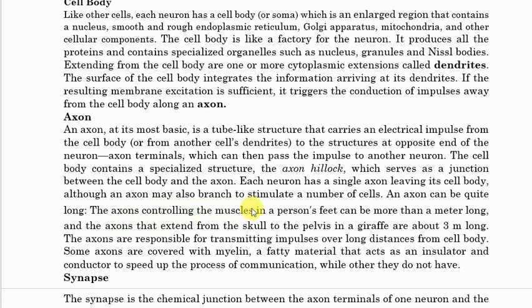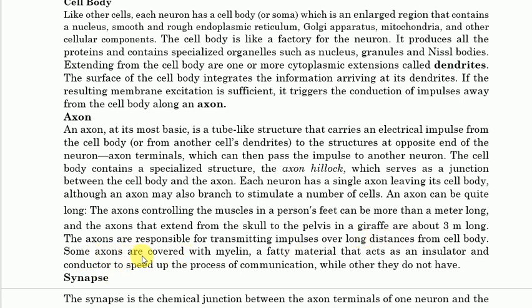An axon can be quite long. The axon controlling the muscle in a person's feet can be more than a meter long, and the axon that extends from the scar to the pelvis in a giraffe is about 3 meters long. Tunagundua kwamba axon zinaweza kuwa ndefu sana. Axon inakuwa ndefu au inaweza kuwa fupi, kama unavyoona hapo ni 3 meters. The axons are responsible for transmitting impulses over long distances from the cell body.